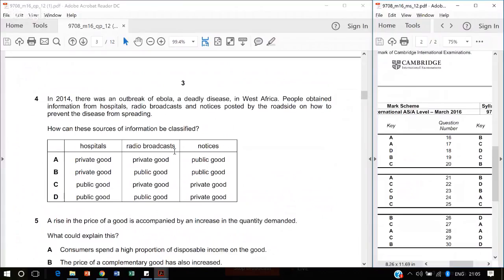So, source information. Hospitals, you can exclude people from them, so they are a private good. Radio broadcasts are harder to stop people from accessing because you can just tune in, and they are non-rivalrous in the sense that even if someone's listening to the radio, that doesn't mean that I can't enjoy it. Same with notices, they're just posted around. You can't stop people accessing them, you can't stop other people enjoying them. So it's B, hospitals, private good, radio and notices being public goods.